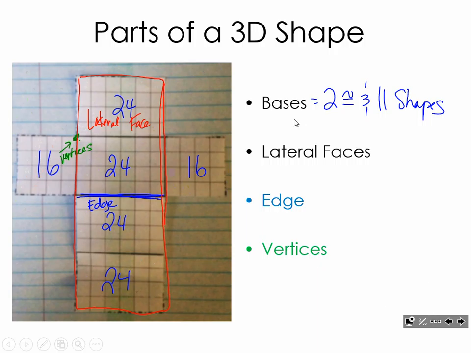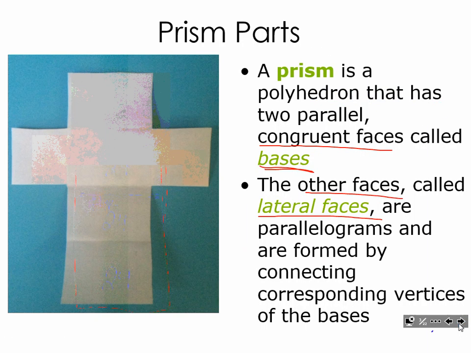Just a recap, bases have to be the two congruent and parallel shapes. And we also showed which was the lateral face. That was everything in between the bases. Okay, so what I have up here, I'm just going to highlight or underline key information. A prism, you don't really need to know the technical definition, but we do know that the congruent faces are also always going to be called the base.